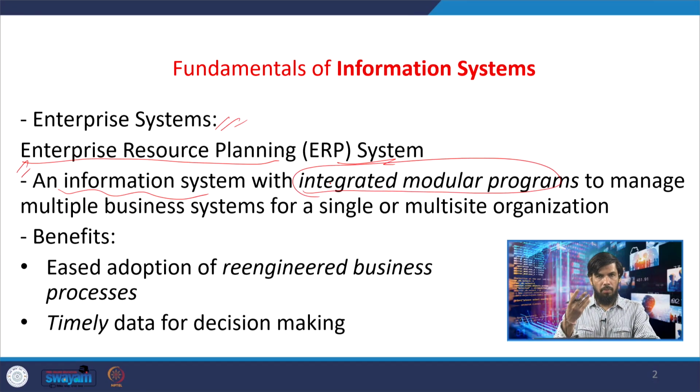An ERP system is an information system with integrated modular programs. There will be lots of modular programs, generally mapped to different business functions, either finance or HR or operations, and each modular program would be mapped to some of these functions. So, an information system with integrated modular programs to manage multiple business systems. When we say multiple business systems, we mean different aspects, different functions of the business, that is HR, finance, marketing, operations and all that, for a single or multi-site organization.